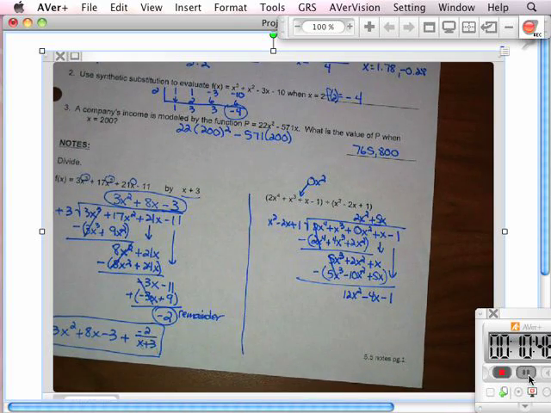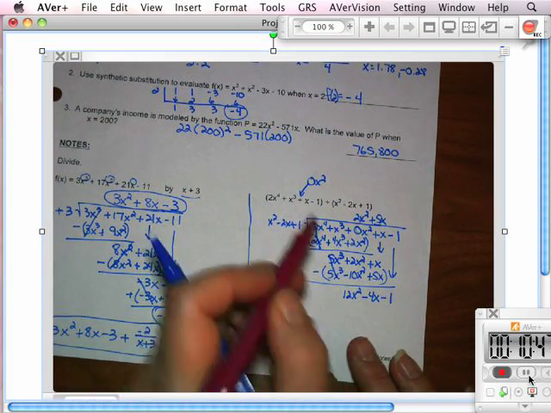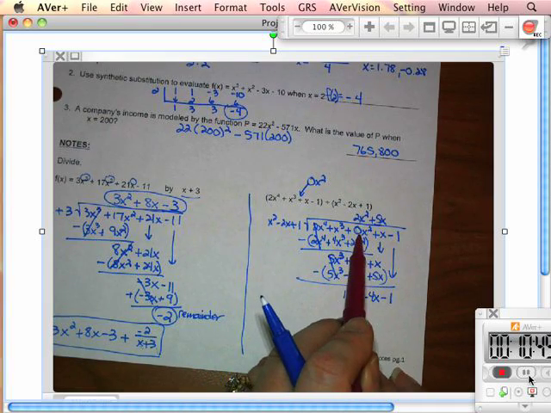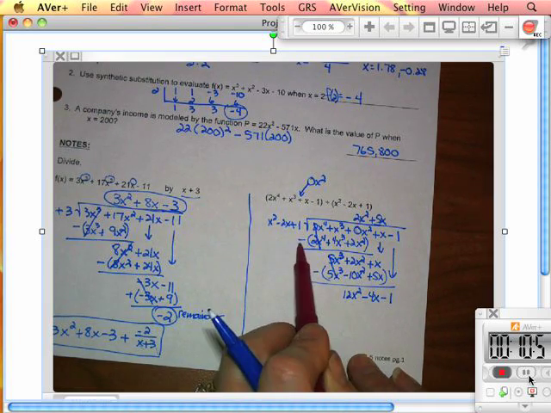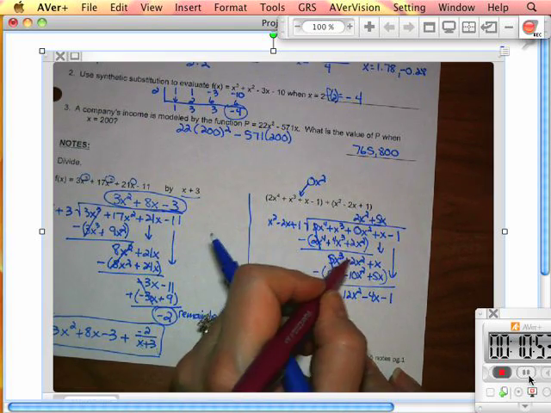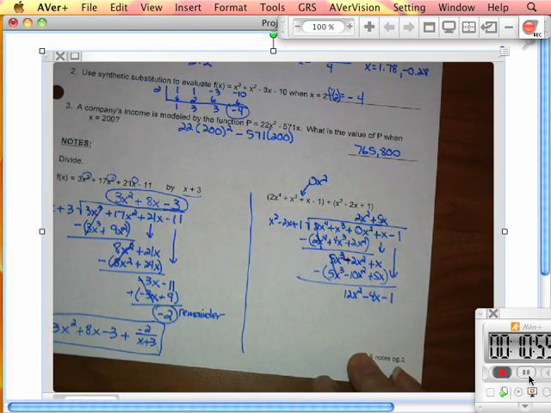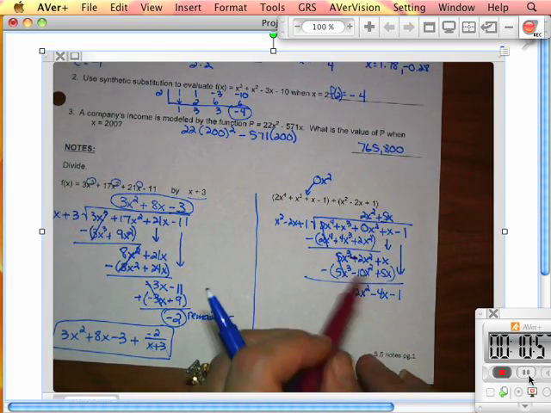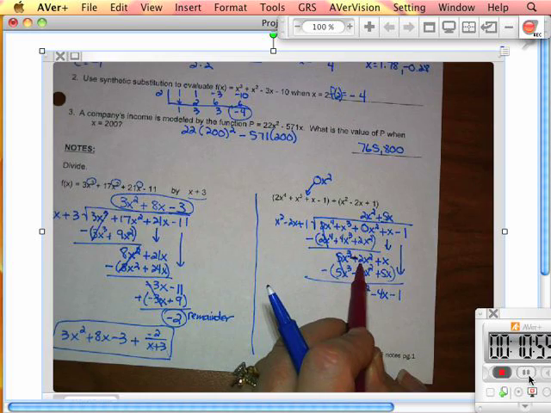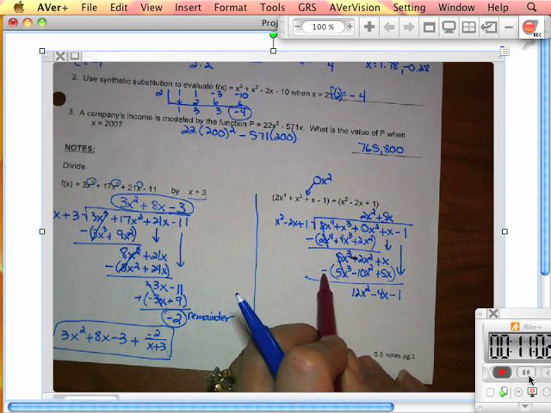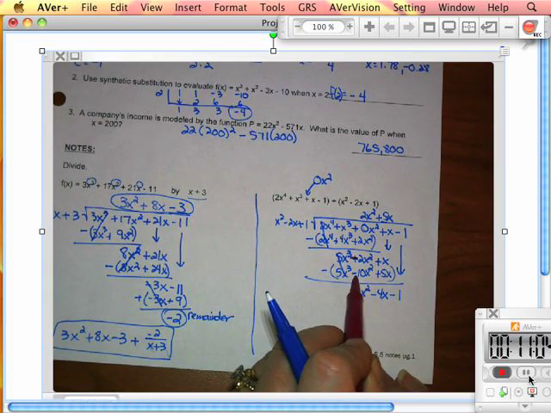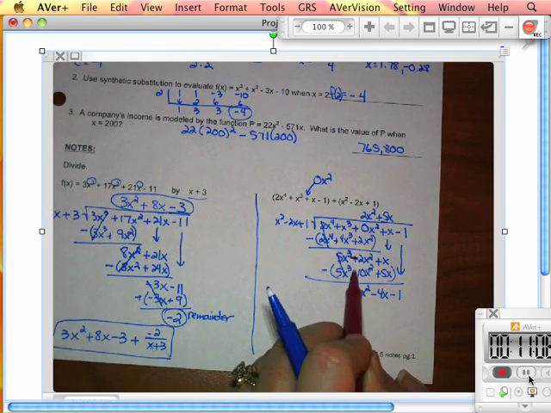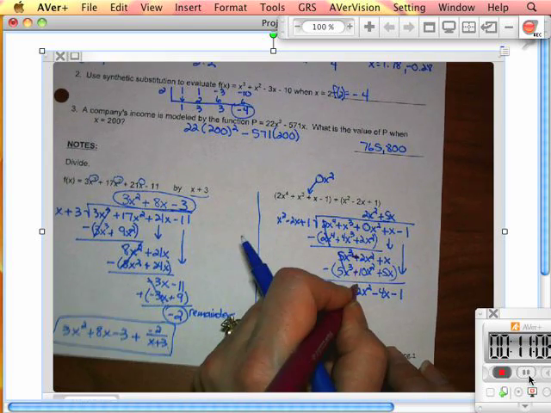Okay, so maybe some of you caught it. I made a slight mistake here. Right here I have 0x squared, take away 2x squared. This becomes a minus 2x squared. That would make negative 2x squared, take away a negative 10x squared. That would make this a plus. Consequently, I would have 8x squared here.